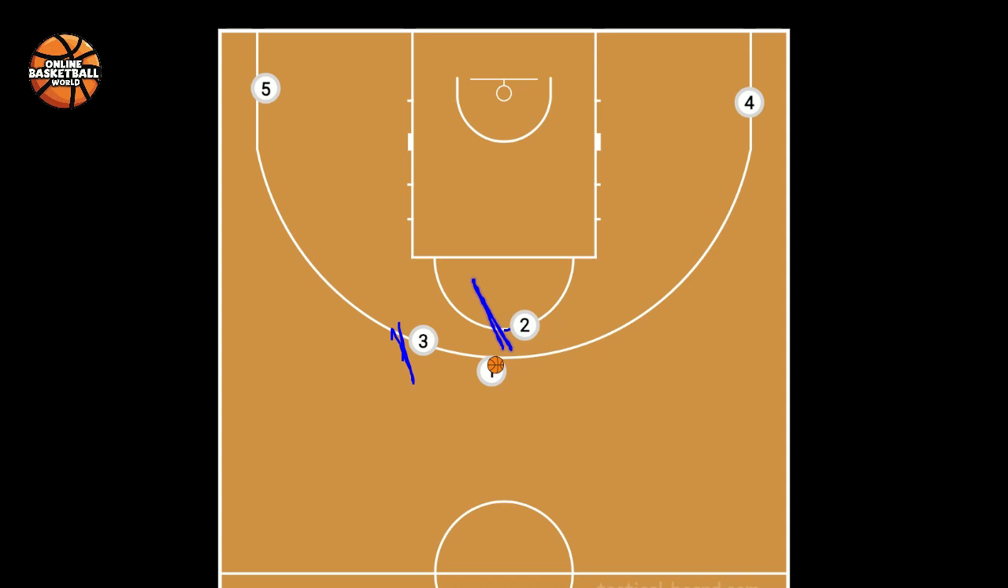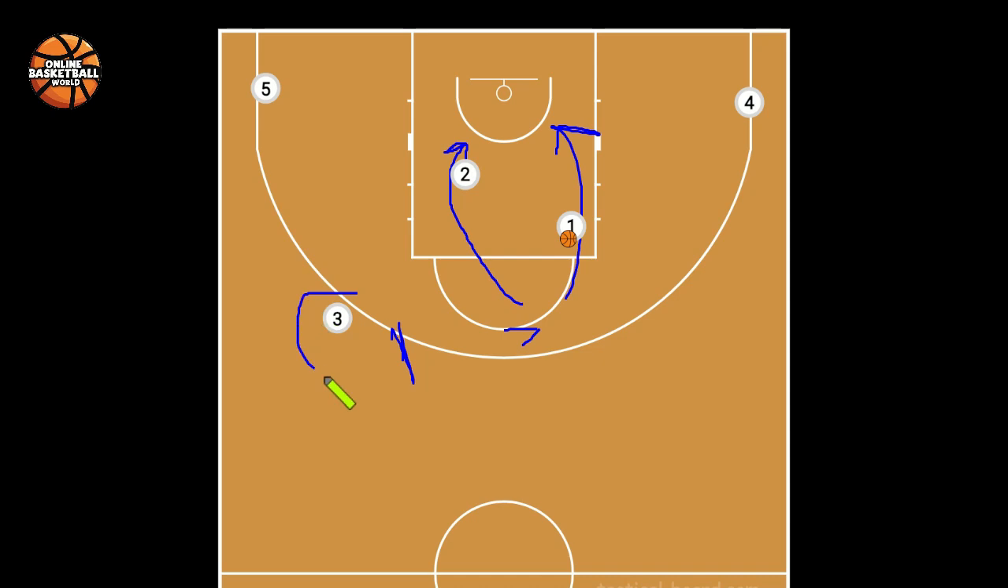Typically what you'll see in an on-ball stagger screen like this is one person setting the stagger screen will pop, and the other screener will roll. So in this situation, let's have number 3 pop outside the 3-point line, and after number 2 sets that screen, let's have number 2 roll to the basket. So we have a pick and roll between number 1 and number 2.